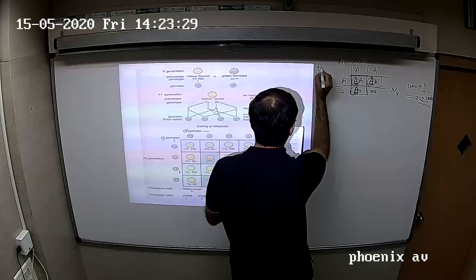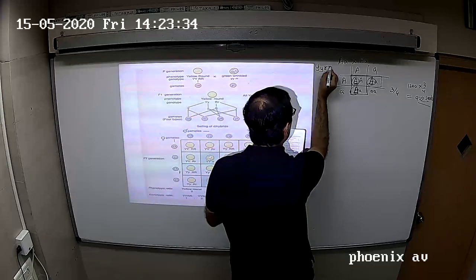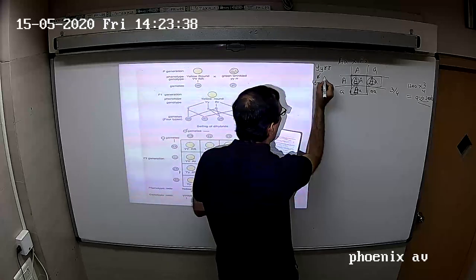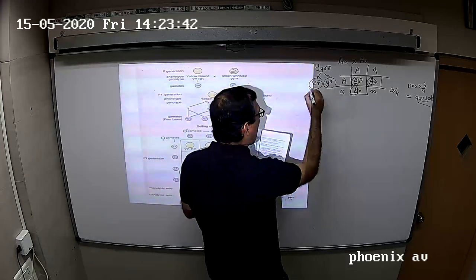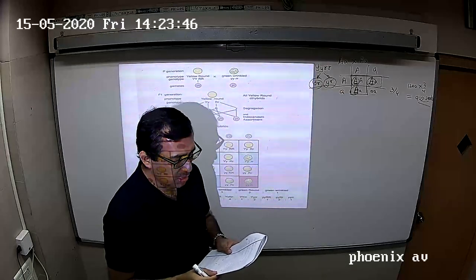Then 82, the gametes produced by a single heterozygous yellow wrinkled seed plant. Yellow is dominant, but wrinkled is recessive. So which gametes will be formed? Capital Y, small r, and small y, small r. So how many types of gametes are produced? Two. Capital Y, small r, and small y, small r.